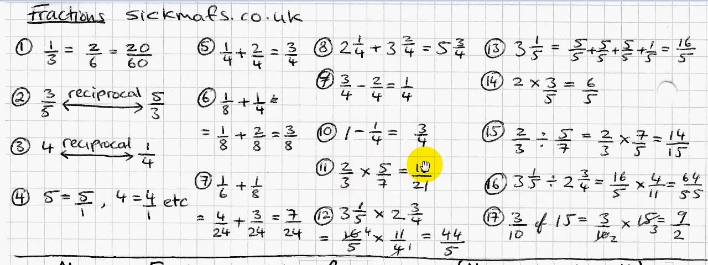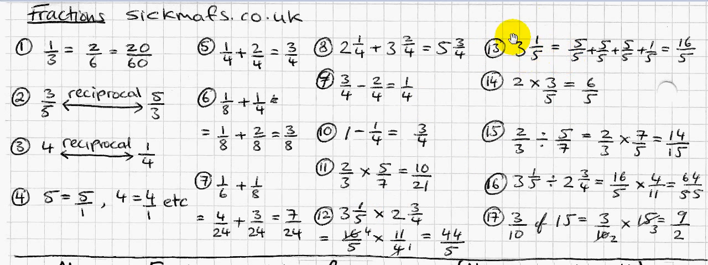Timesing is very easy. Times the tops together to get the top of the answer, and times the bottoms, the denominators, together to get the denominator of the answer. So 2 times 5 is 10, 3 times 7 is 21, and we're done. Before I go to question 12, I'm going to do question 13 because that helps with that.